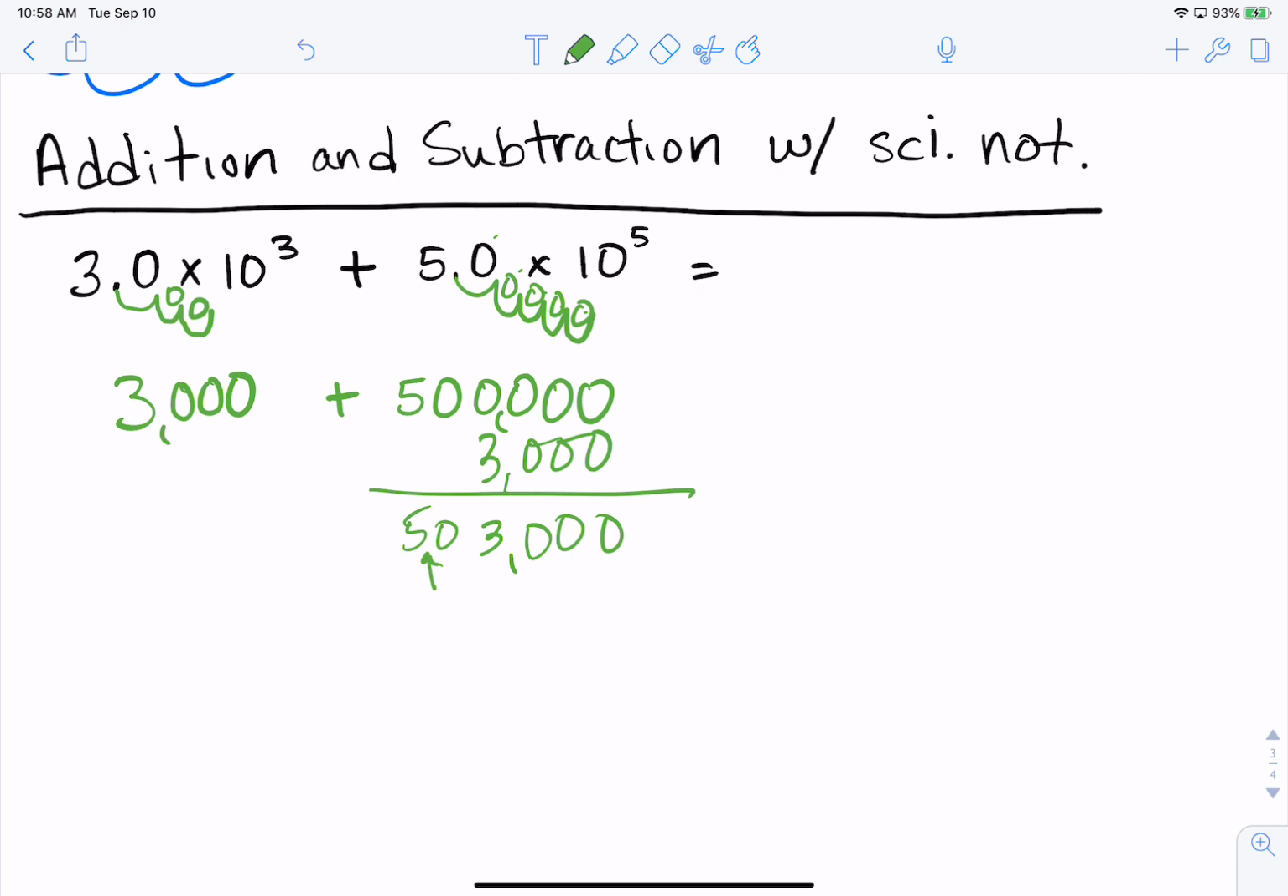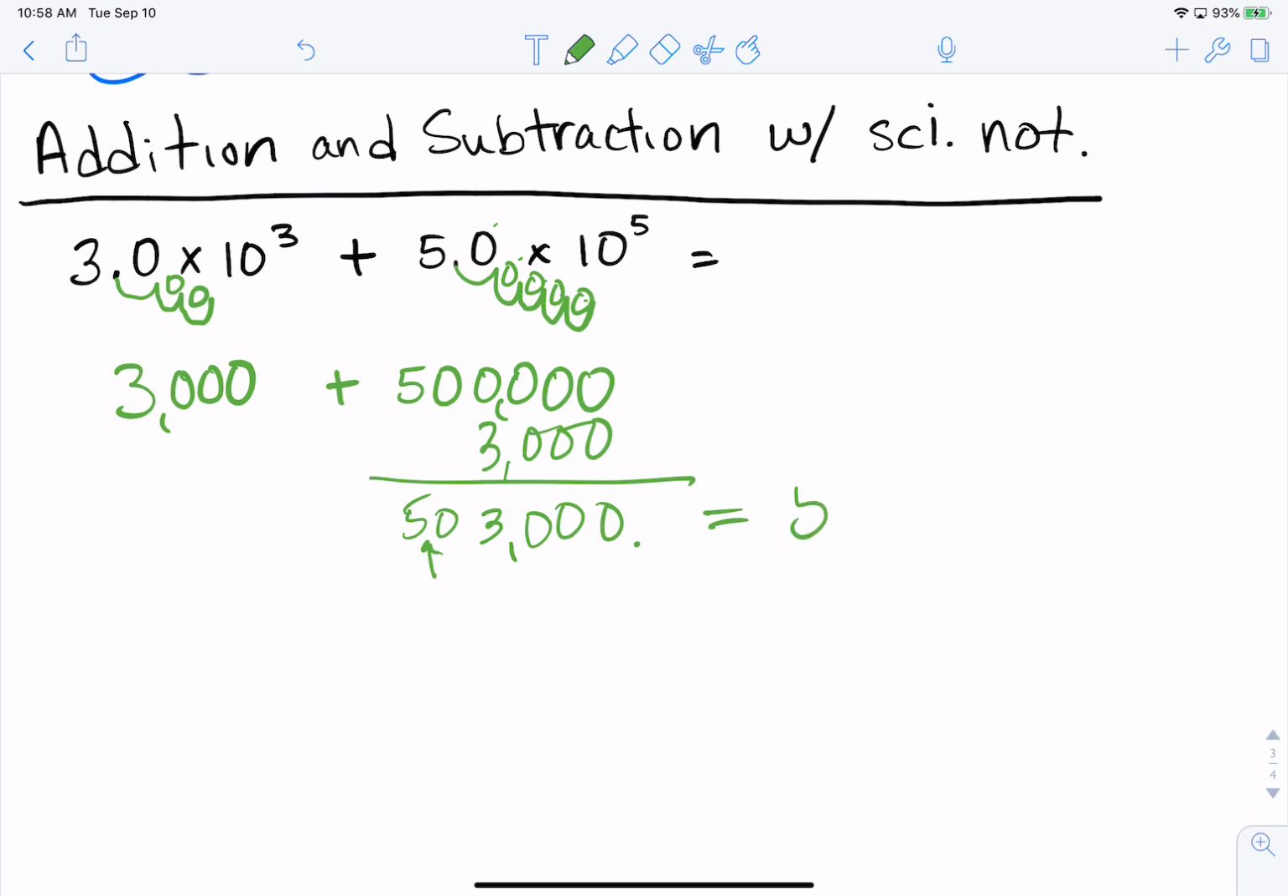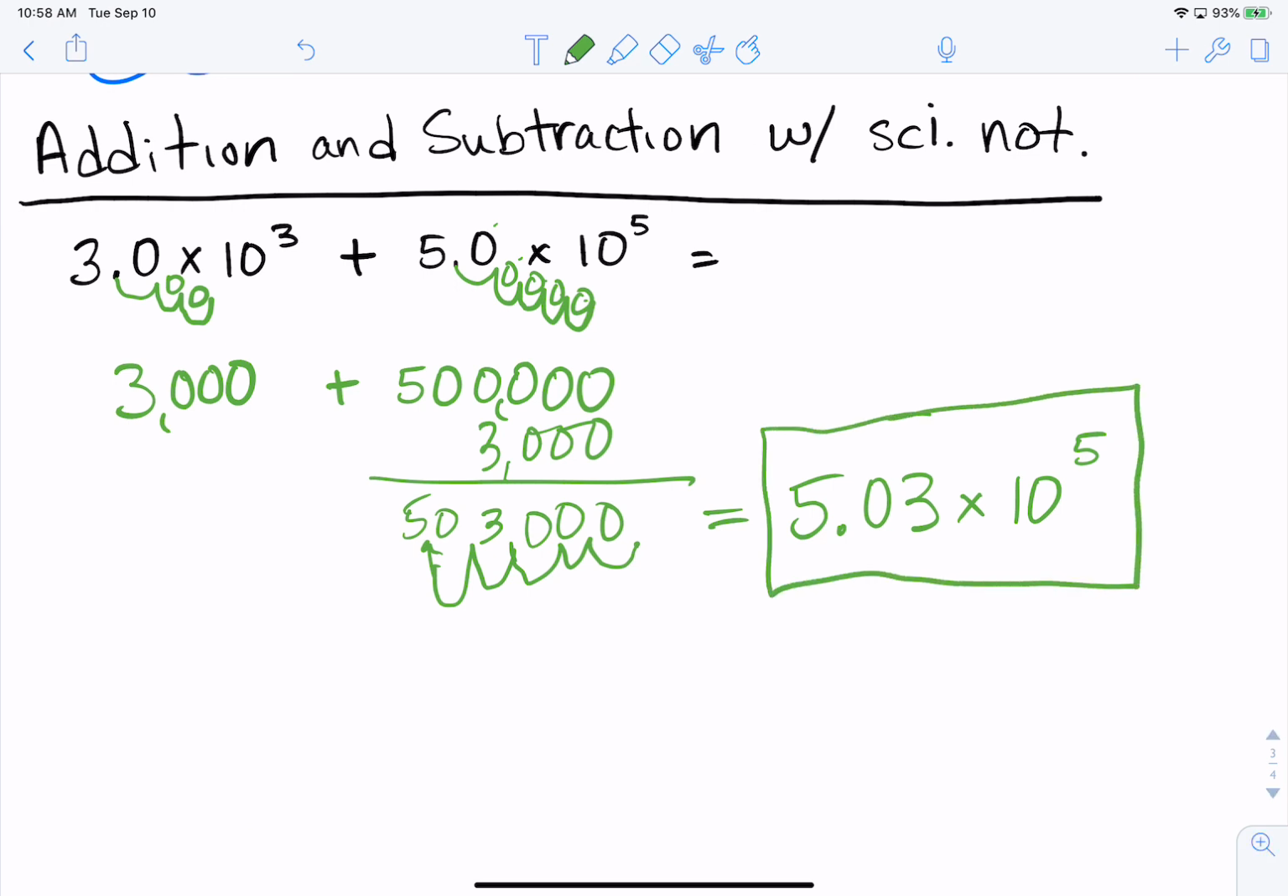So we wish it was right here. Where is it currently? It's at the end of the number. So we're going to say that this is 5.03, and I moved it 1, 2, 3, 4, 5 places. And I ask myself, should this 5 be positive or negative? The original number was a big guy, so we're going to keep it positive. And last but not least, we box our answer. It's always a good idea to box your answer.